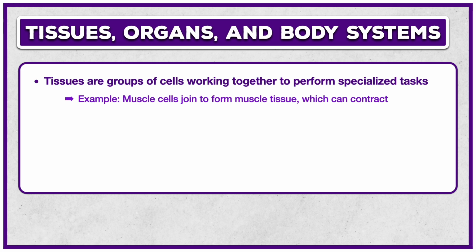From the body cells, we build up to tissues, organs, and body systems. Tissues are groups of cells working together to perform specialized tasks. For example, a muscle cell can't do much on its own, but when muscle cells come together to form muscle tissue, the muscle tissue can contract and support movement, like lifting a heavy object.